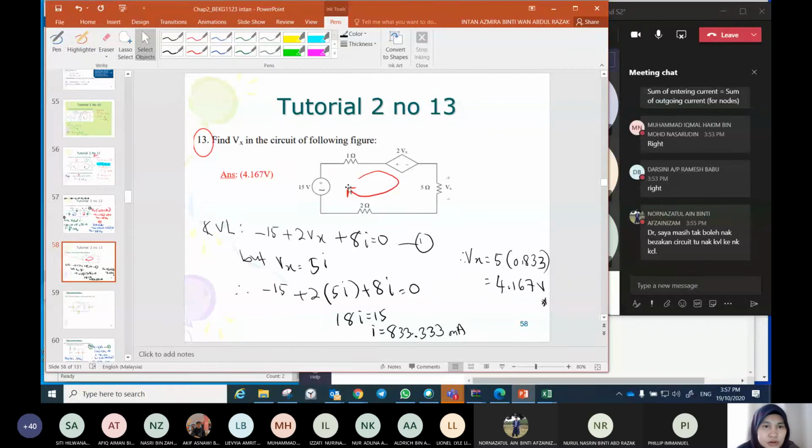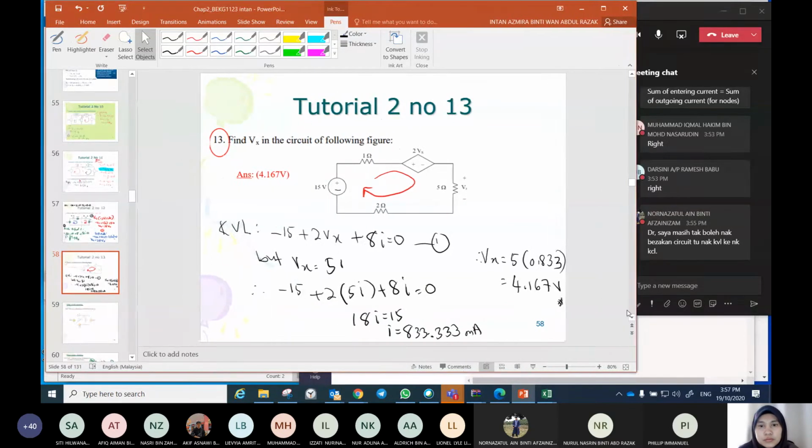Okay, so we are given a circuit. Find Vx. Vx is the voltage drop across the 5 ohm. Voltage drop across 5 ohm. Okay, so how to solve? Just apply KVL in the loop.